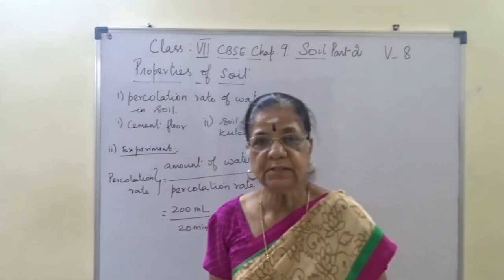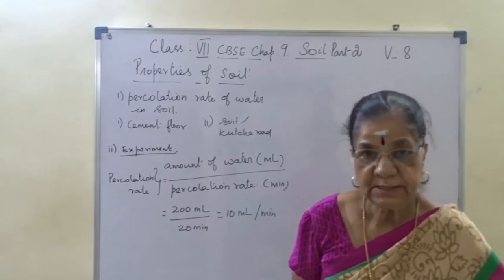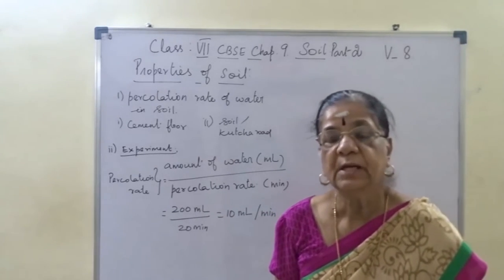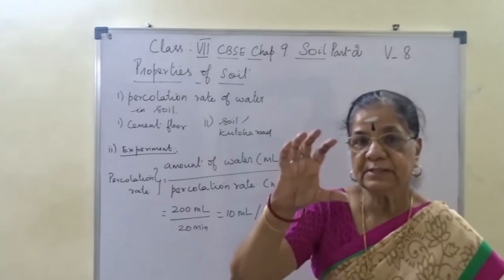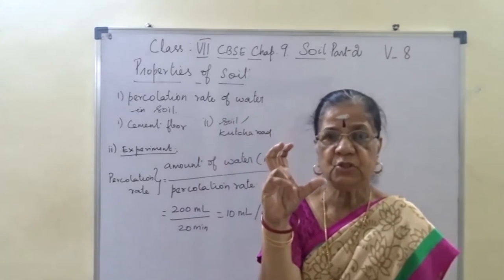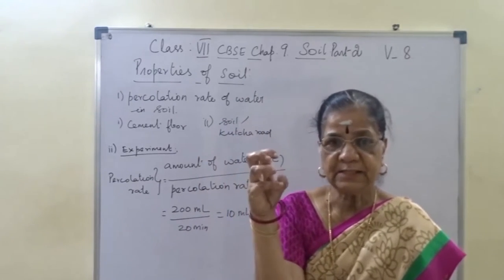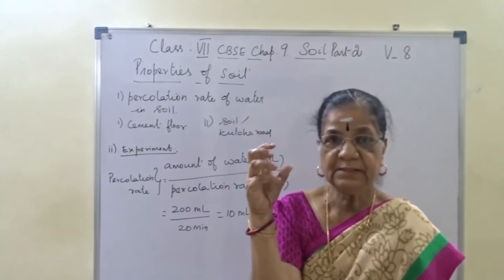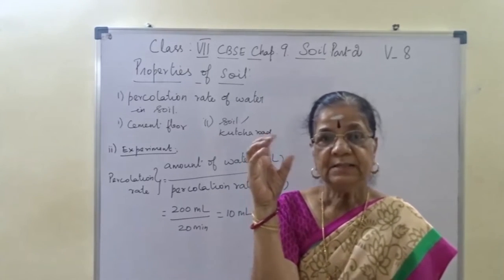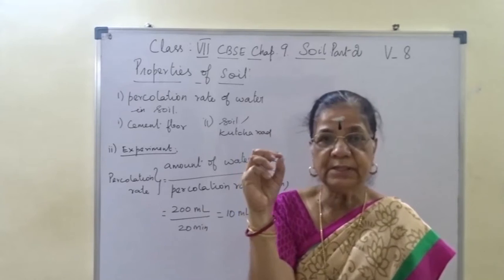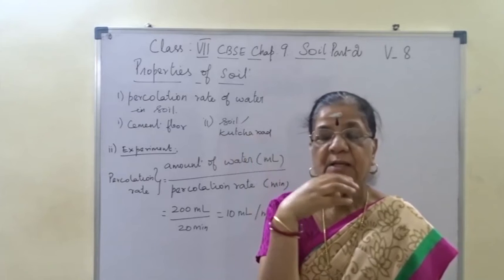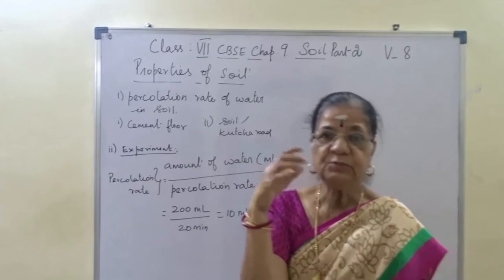Yesterday we have been learning about layers of soil, soil profile and types of soil. Layers of soil, what we have done in the glass tumbler experiment: gravel, sand, clay particles, then water and then humus. That is layers of soil.